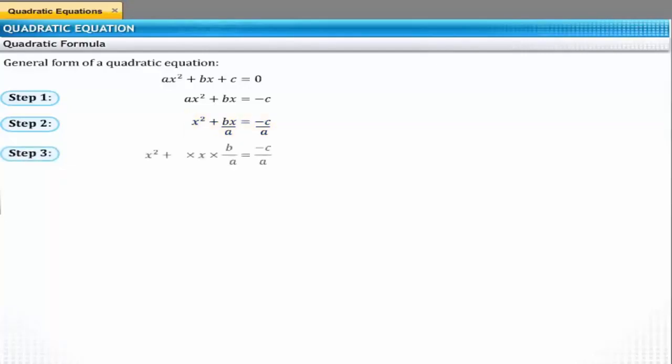Step 3. Multiply and divide the last term by 2 to get the equation in terms of 2ab. The result is x squared plus product of 2x and b divided by 2a is equal to minus c divided by a. Step 4. You need to convert the equation into the form of identity.